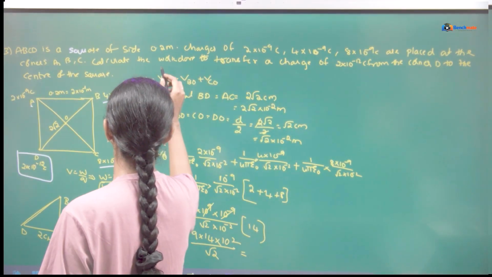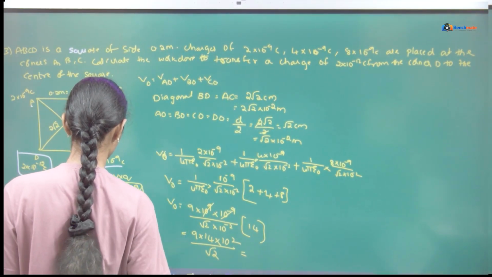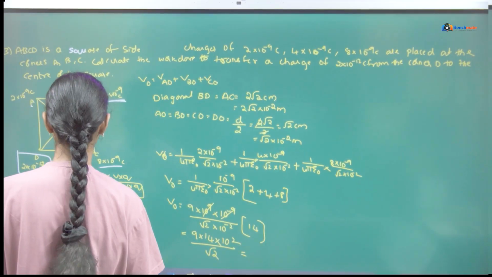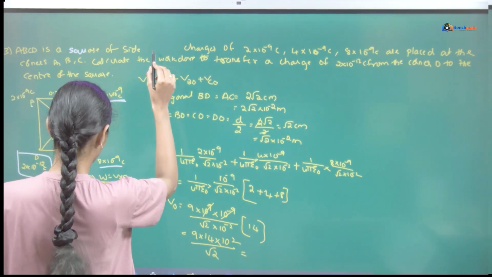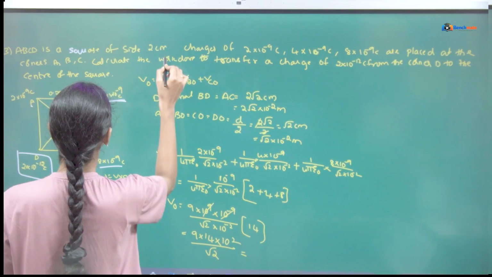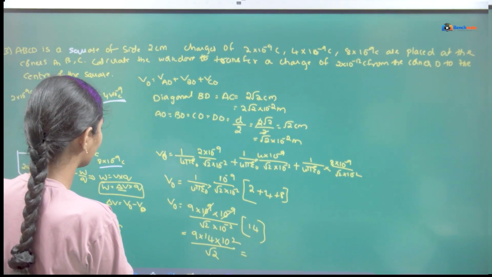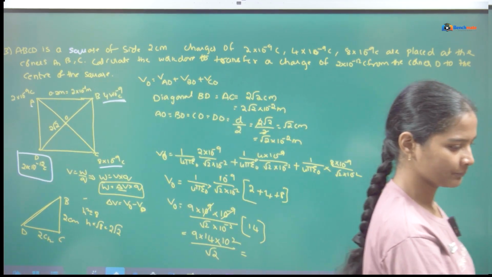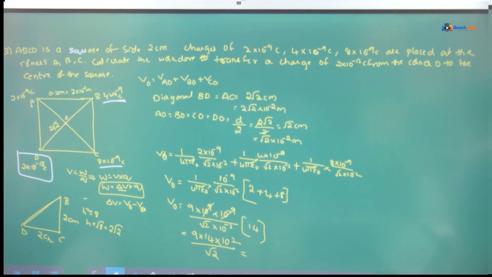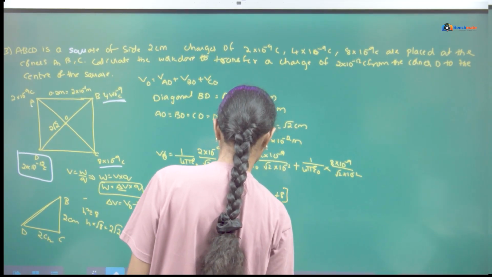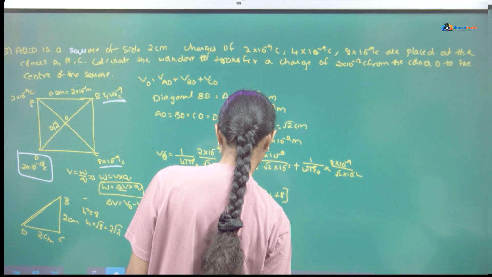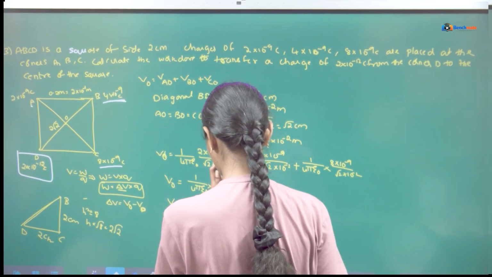So here take distance as 0.2, right? What we have taken: side of square 2 centimeters. Okay, side of square 2 centimeters. So what am I going to get? 9 into 14 into 10 power 2 by root 2, which gives 8918. 8918 volt. So I'm going to get this value.